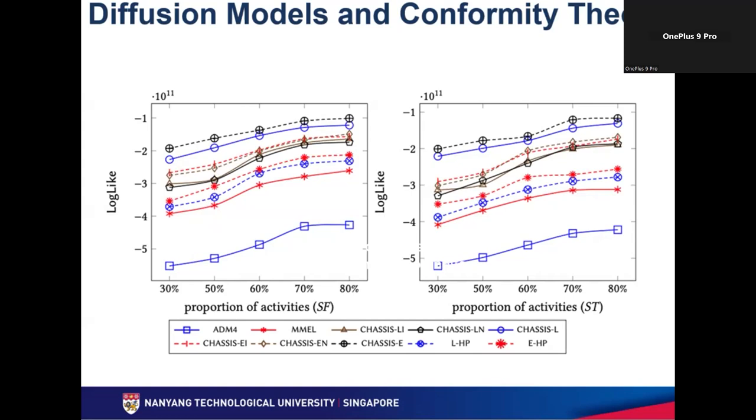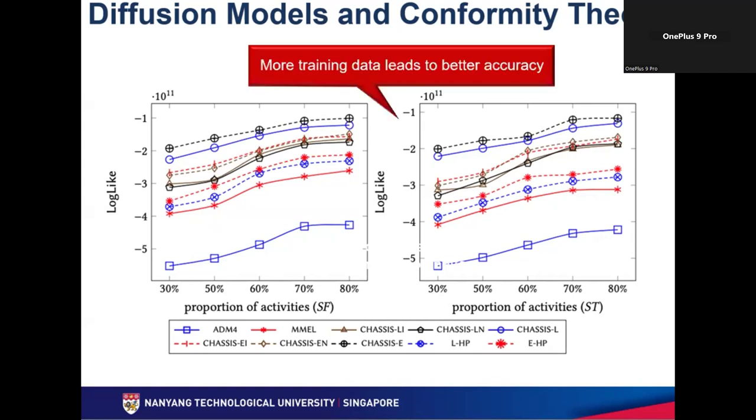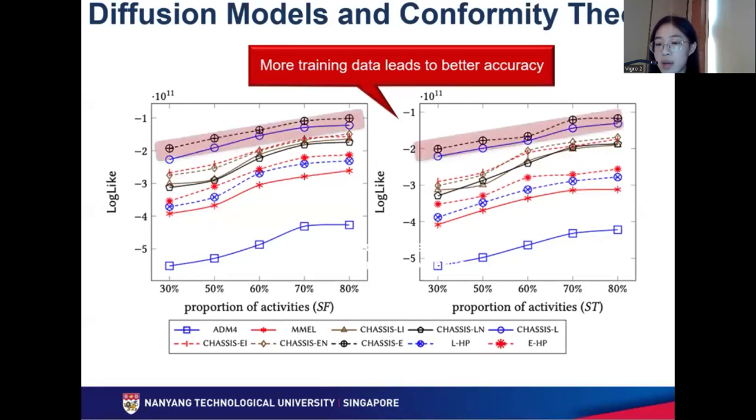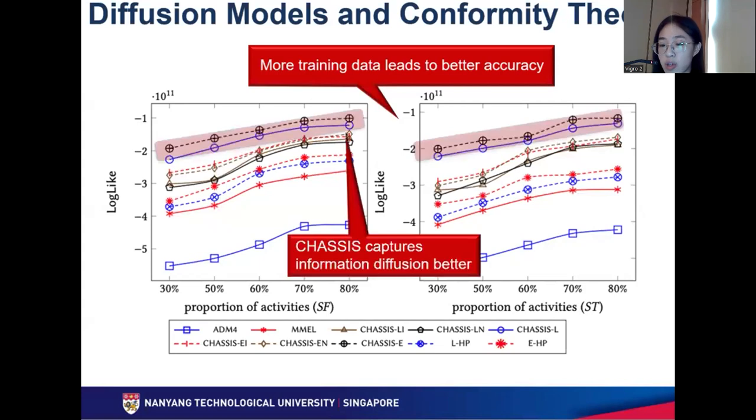So the first conclusion this study shows is that more training data leads to better accuracy. You can see a positive trend in the figure. And the second is the performance compared with other existing models. You can see the transit models and its variants better capture the information diffusion because they have higher log-likelihood values. So from this study, the incorporation of the conformity theory helps the diffusion model to better capture the diffusion. That's the first study, about the incorporation of conformity theory.